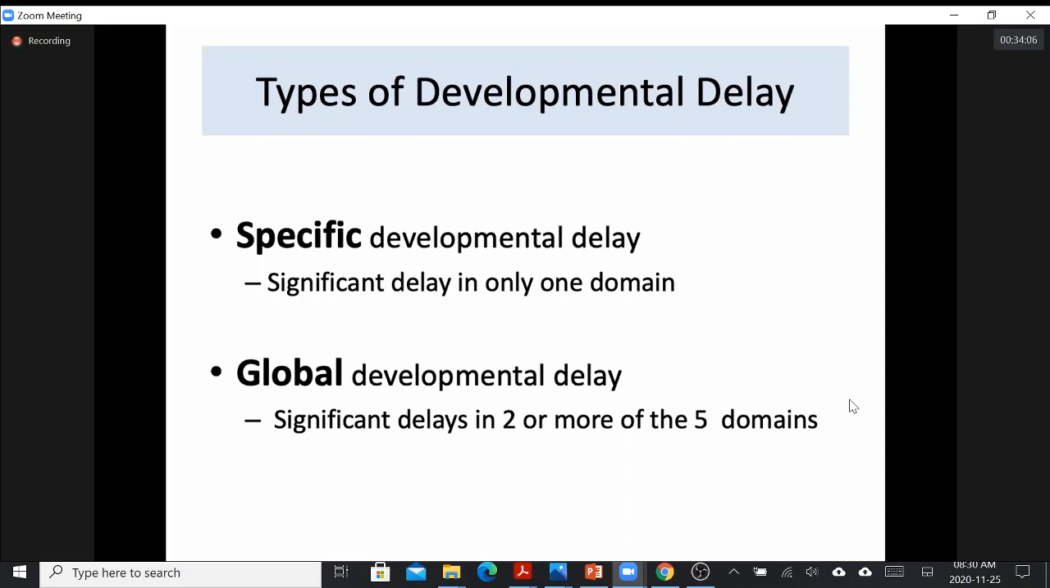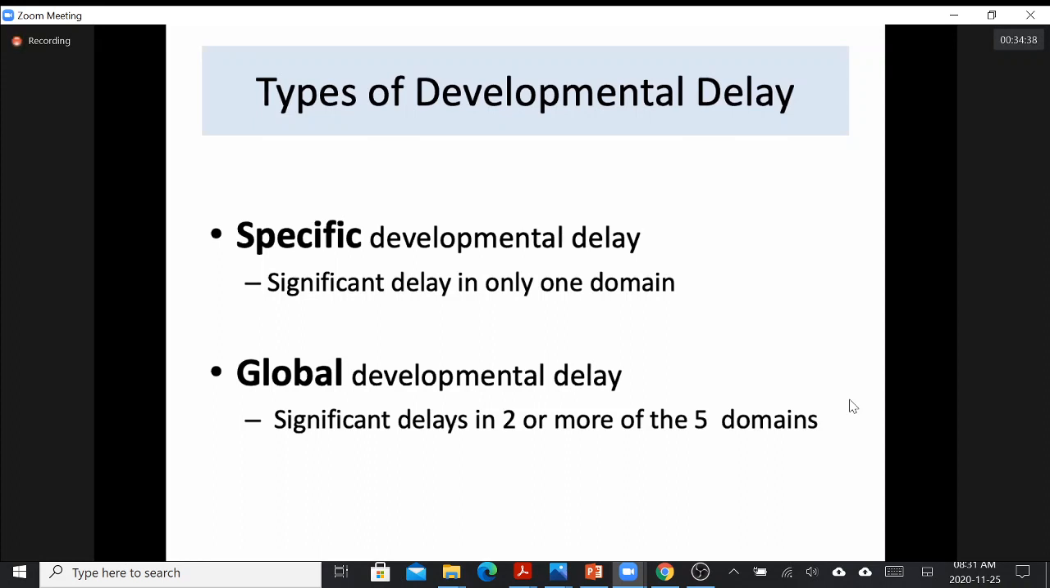And if we take cognitive development, he is able to put a 2-piece puzzle together and he is able to put 7-8 blocks on top of each other. So cognitive development is also okay. So in this situation, how would you describe this child's overall development? The child's gross motor development is below 80 and his other development domains are okay. So that's specific developmental delay.